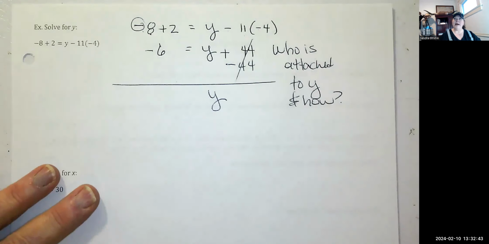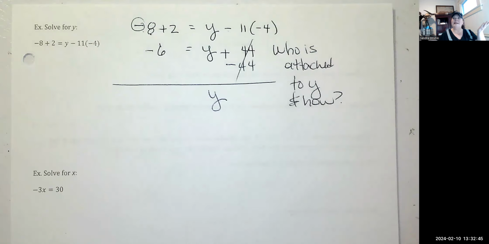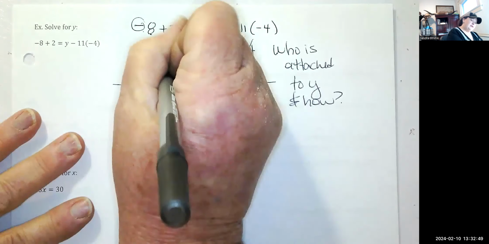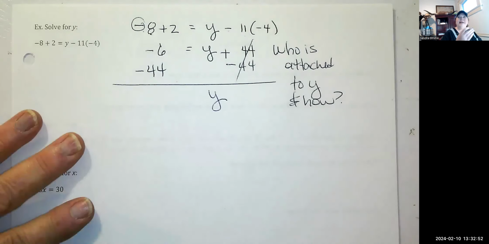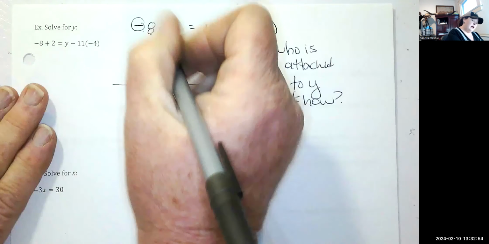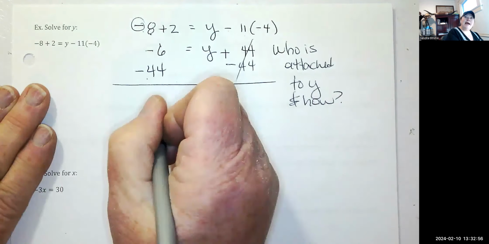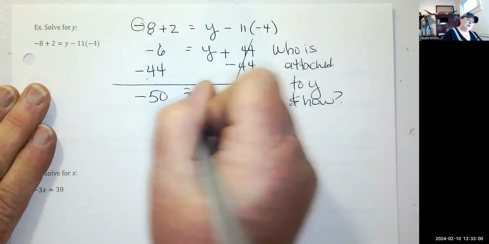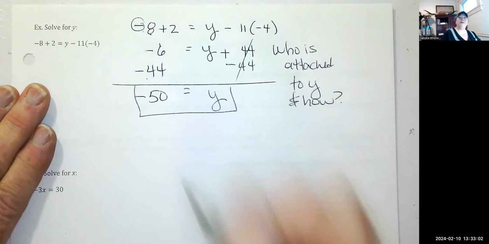But me doing that causes an imbalance in the equality until I subtract it from the other side. Have to keep everything equal. And then the signs are the same, so we add them and keep the sign. So y equals negative 50.